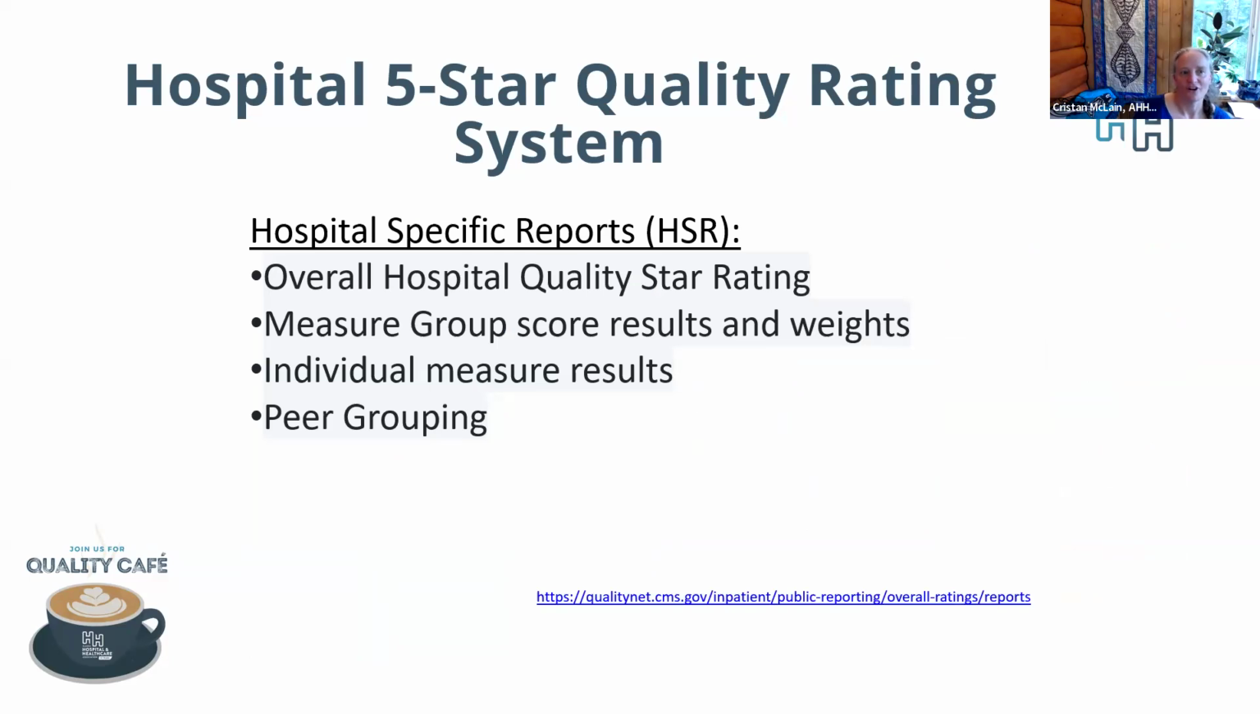All right, so for your hospital specific reports, it's an Excel spreadsheet that includes your overall hospital star rating, your group score results and the weights, your individual measure results, and your peer grouping. The link that I put there takes you to how to get to those reports. It's in your HARP HQR account.